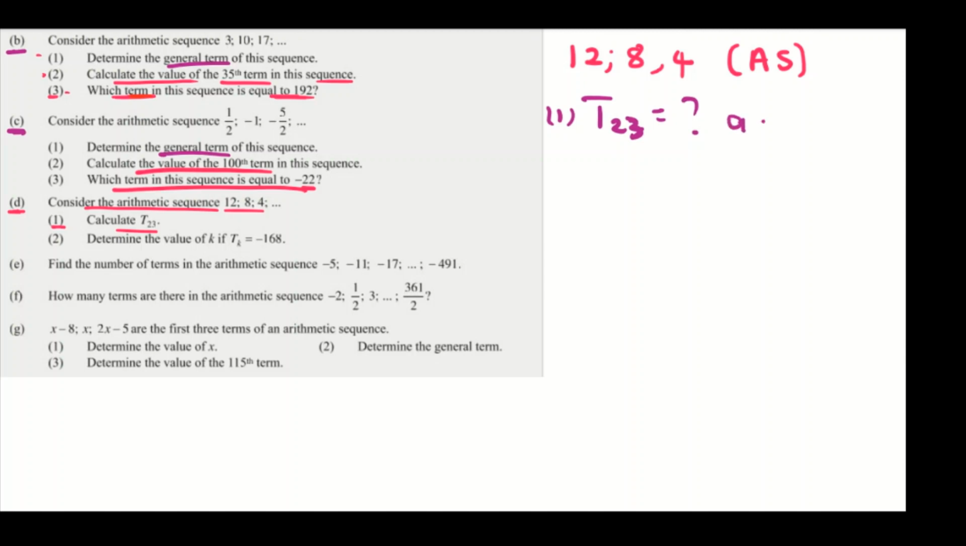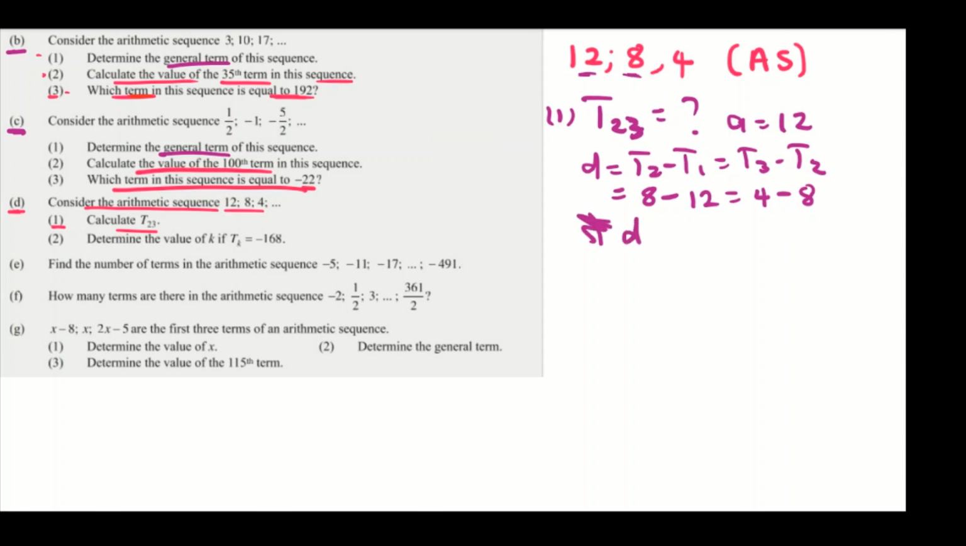We know that the a value is equal to 12, which is this one here, and d is equal to term number 2 minus term number 1, which is equal to term number 3 minus term number 2. Term number 2 is 8, minus term number 1, which is 12, equals term number 3, which is 4, minus term number 2, which is 8. So d is equal to 8 minus 12, which gives you -4. So -4 will be constant throughout. So we have a equals 12, and d equals -4.